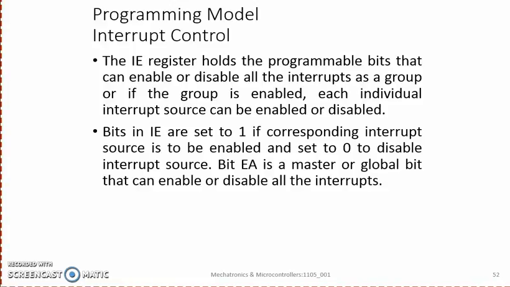The interrupt enable register holds the programmable bits that are used to enable and disable all the interrupts as a group, or if the group is enabled, the individual interrupt sources can also be enabled or disabled. Bits in the interrupt enable register are set to 1 if the corresponding interrupt source is to be enabled, or set to 0 to disable the interrupt source. Bit EA is a master or global bit that can enable or disable all the interrupts.